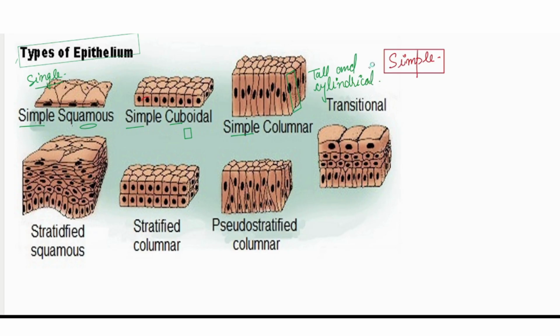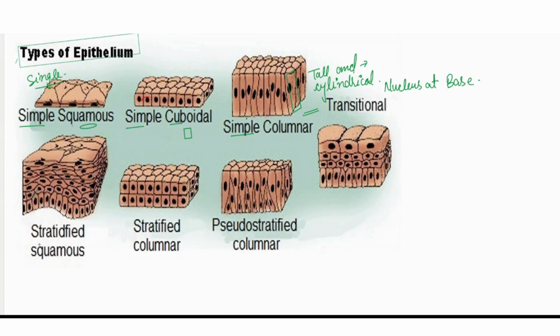And one more thing, it is having the nucleus at the base of this type of cylindrical shape. That is an important feature, because you might get a question on this point: what type of nucleus would be available in the simple columnar epithelium. In simple columnar epithelium, there would be the nucleus at the base, and the shape of the cell would be tall and cylindrical.